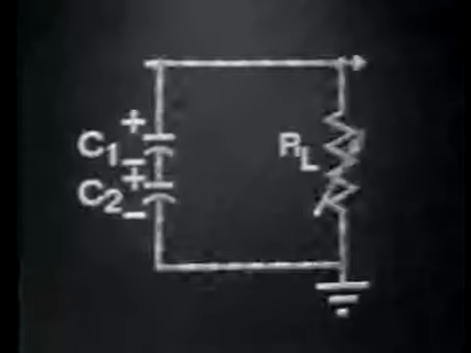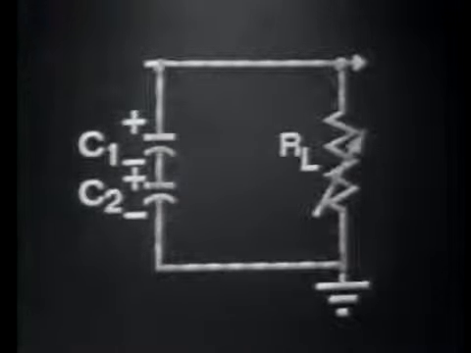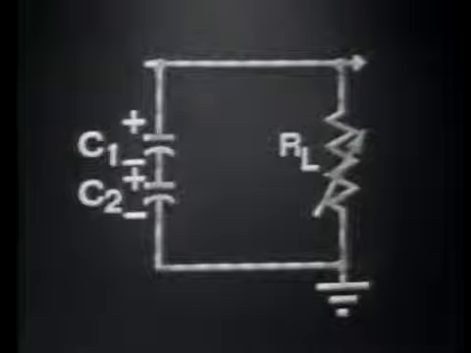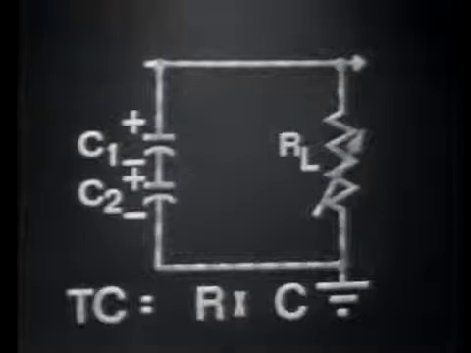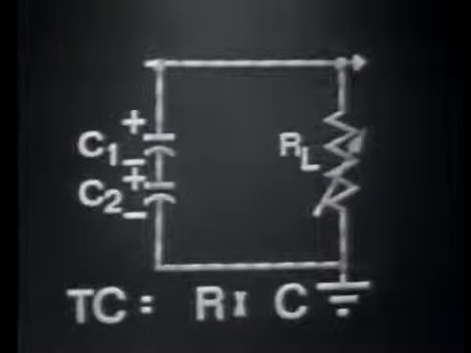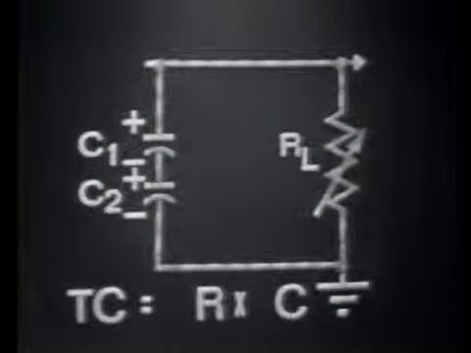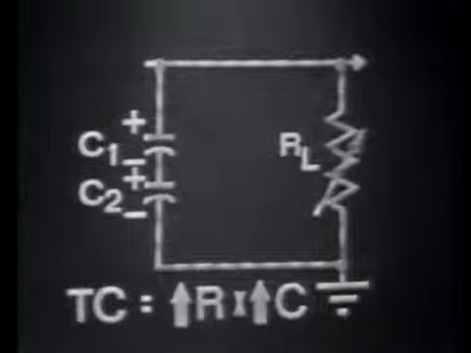If we isolate C1, C2, and RL from the diodes, the discharge path for C1 and C2 is through each other and the load. Now, since it takes time to discharge the capacitors, and since the time constant equals resistance times capacitance, or R times C, the higher the value of resistance and capacitance, the longer the time for one time constant.